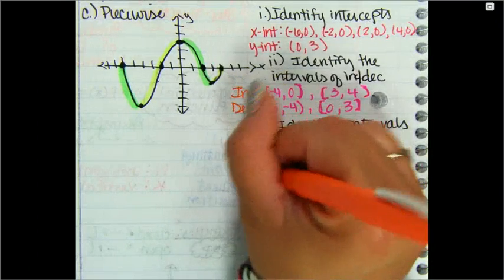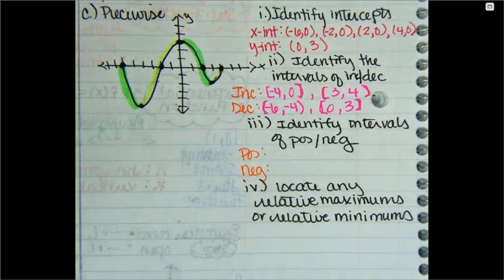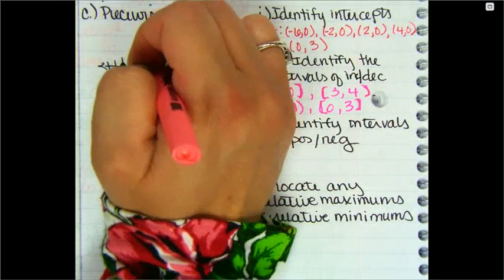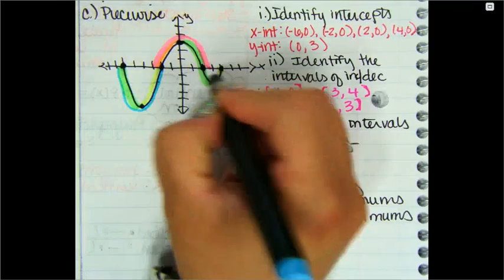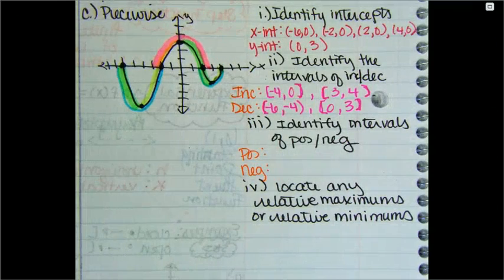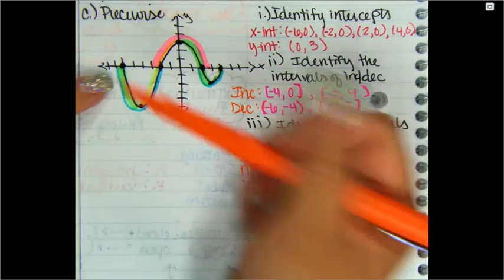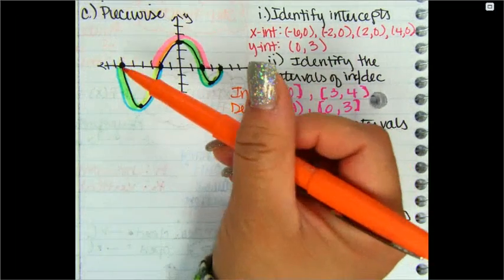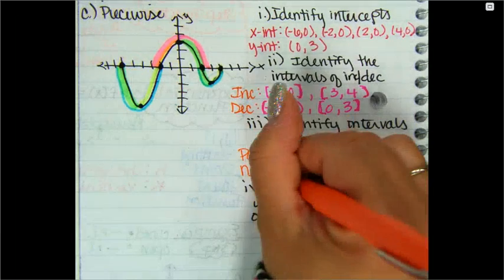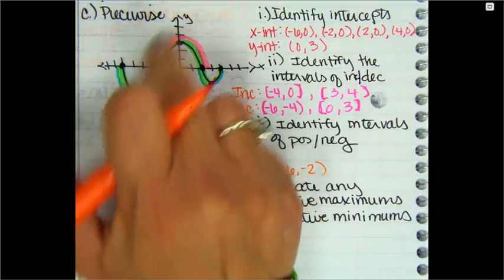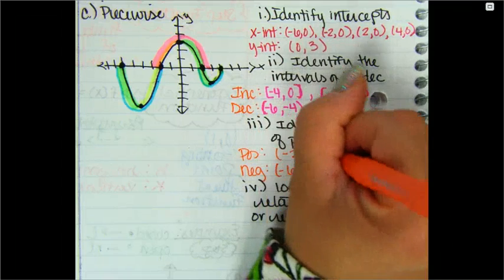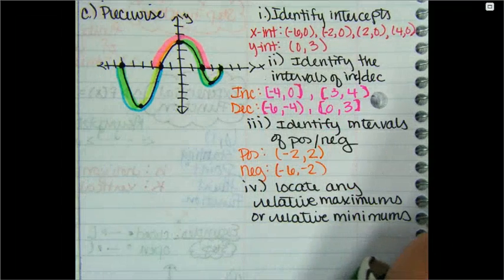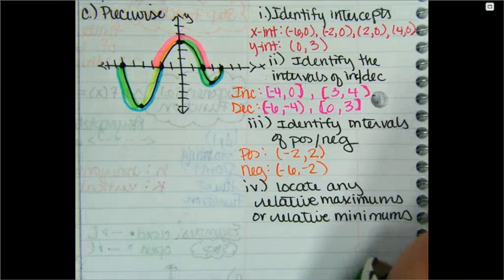Okay, positive, negative. Positive is located where? Above the x-axis. Negative is located under the x-axis. I feel like a broken record. All right, so let's label. What is this again? You said negative? So from left to right, the negative from where to where? -6 to -2. Then we go where? Positive from where? -2 to 2. And then we go negative again from where to where? 2 to 4. Good.